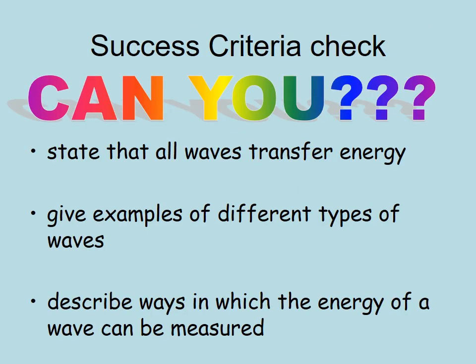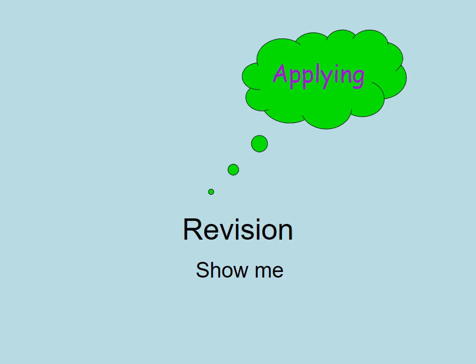So let's think about our success criteria. How well did we do? Can we state that all waves transfer energy? Can we give examples of different types of waves? Remember, there's the four different types. Can we describe ways in which the energy of a wave can be measured? So let's have a go at some questions now.